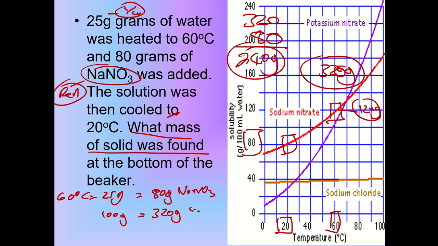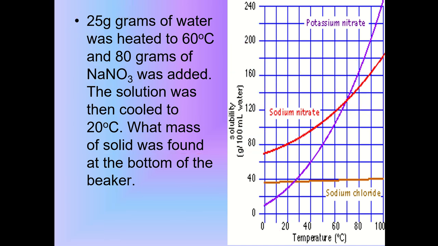Okay, now, but remember, it's only in 25 grams of water, whereas the 240 would be in 100 grams of water. So I'm going to take that and I'm going to divide it by 4. So at the bottom of the beaker, after all of that, I'm going to have 60 grams of solid. So well done if you got that one. That's a tricky one.